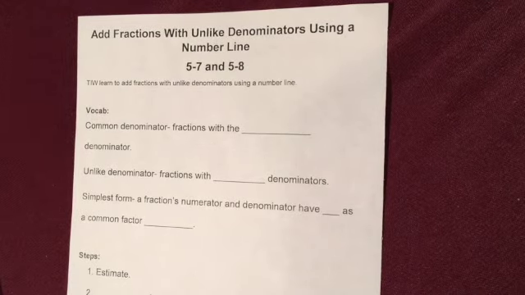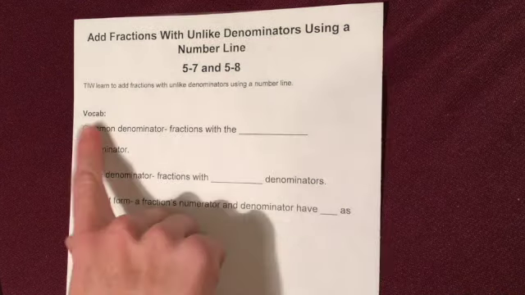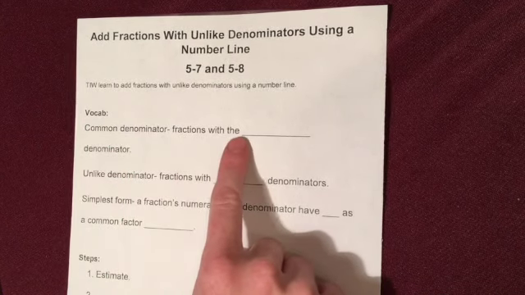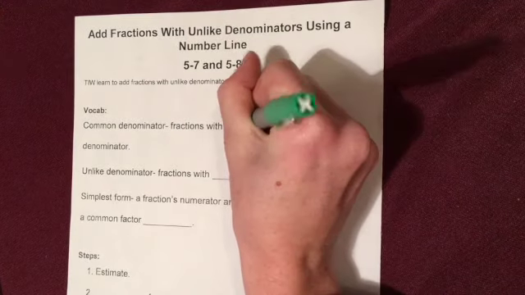Tonight's lesson is on adding fractions with unlike denominators using a number line, from SWUN 5-7 and 5-8. So our goal for tonight's lesson is: I will learn to add fractions with unlike denominators using a number line. Our vocabulary for today is common denominator, fractions with the same denominator.